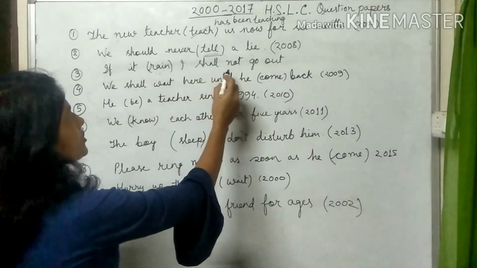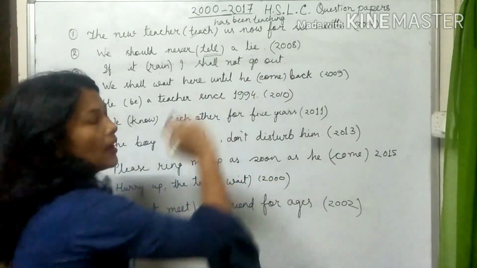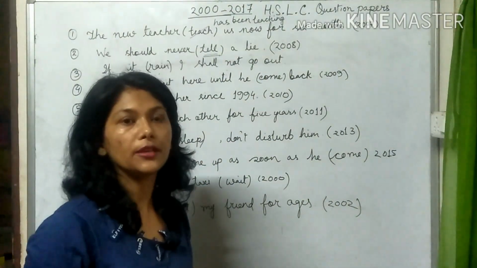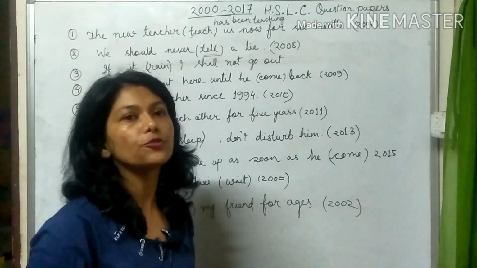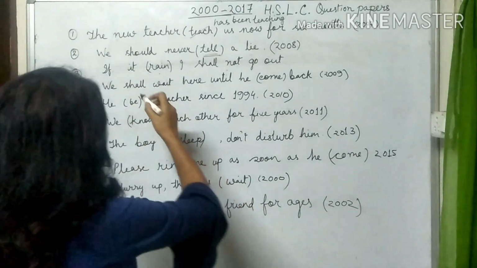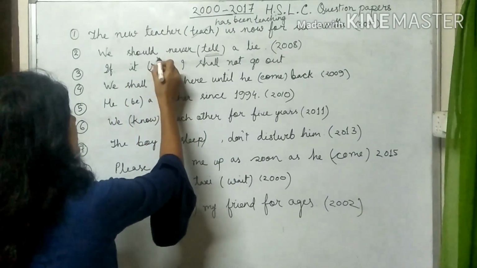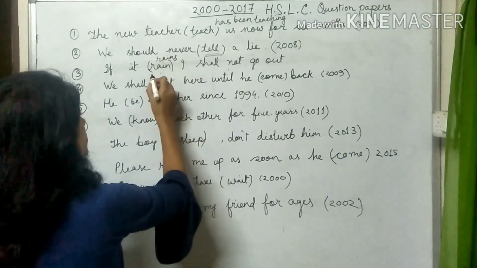If it rains, I shall not go out. I have already taught you that when you are using simple present tense, sometimes it talks about future time also. So here, if it rains, this shows a future time.